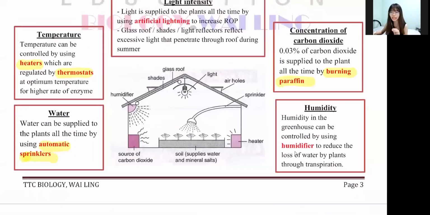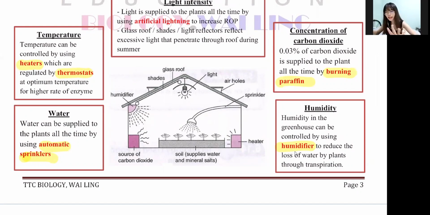Next one is humidity. Humidity, you can use a humidifier. Why do you have to control humidity? Because when you control humidity, the environment is not so dry, right? You can prevent excessive water loss. So that's why you have to maintain the humidity by using these factors.